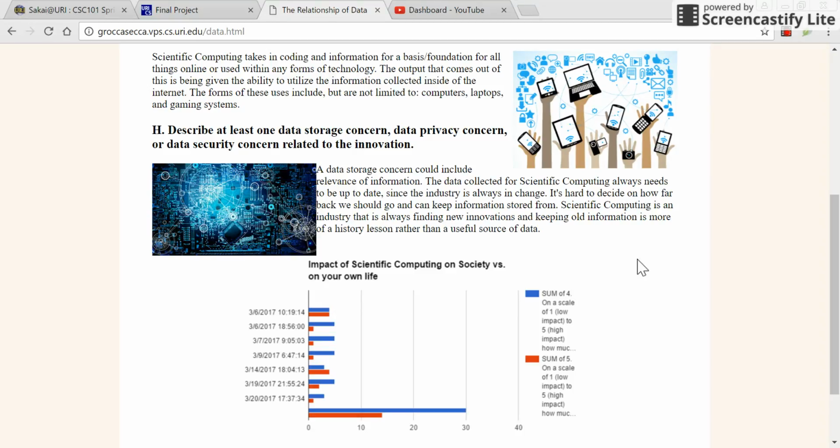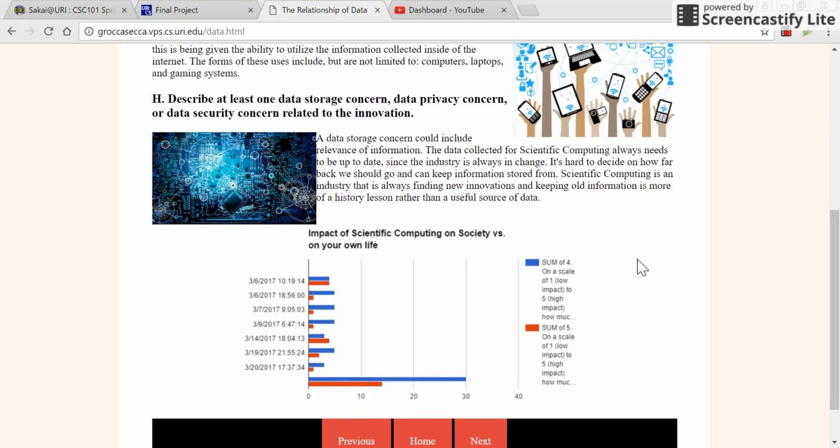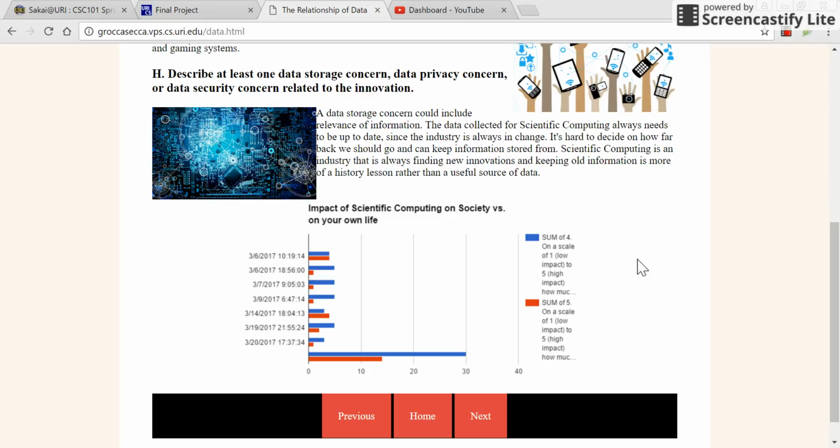Letter H. Describe at least one data storage concern, data privacy concern, or data security concern related to the innovation. A data storage concern for scientific computing is how to decide how far back we can keep information stored from. Scientific computing is an industry that is always finding new innovations, and keeping old information is more of a history lesson rather than a useful source of data. I personally don't know how far back one should store data, but it would make more sense to just document old storage methods and keep relevant data that is current and noteworthy.